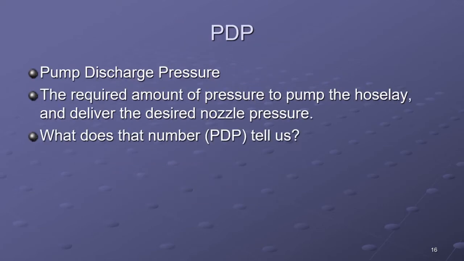Add all of those things up together, you get pump discharge pressure, which is the total amount of pressure needed to pump the hose lay. And then you take that number and you can compare it to pump performances to determine whether or not your pump can pump that hose lay.